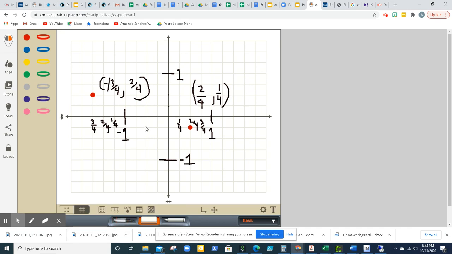Okay, so just keep in mind anytime you're not given those units, count. So if there were 3 spaces between the origin and the first unit, this would be 1/3, 2/3, and then the 1 whole. Okay, just keep that in mind.